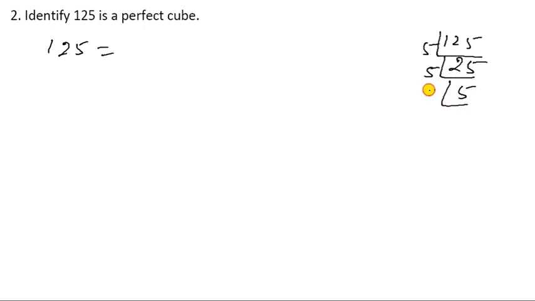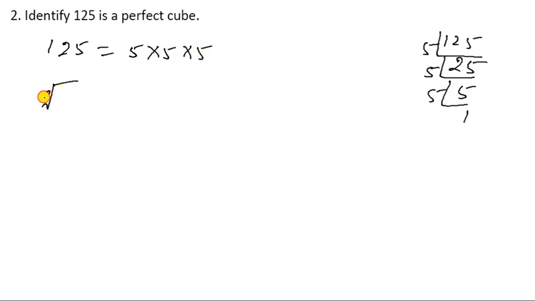So that is your answer and it is the reason. Now come to identify whether 125 is a perfect cube. First of all, find the prime factors of 125. 125 divided by 5 is 25, divided by 5 again is 5, and divided by 5 again is 1. So the prime factorization is 5 into 5 into 5.